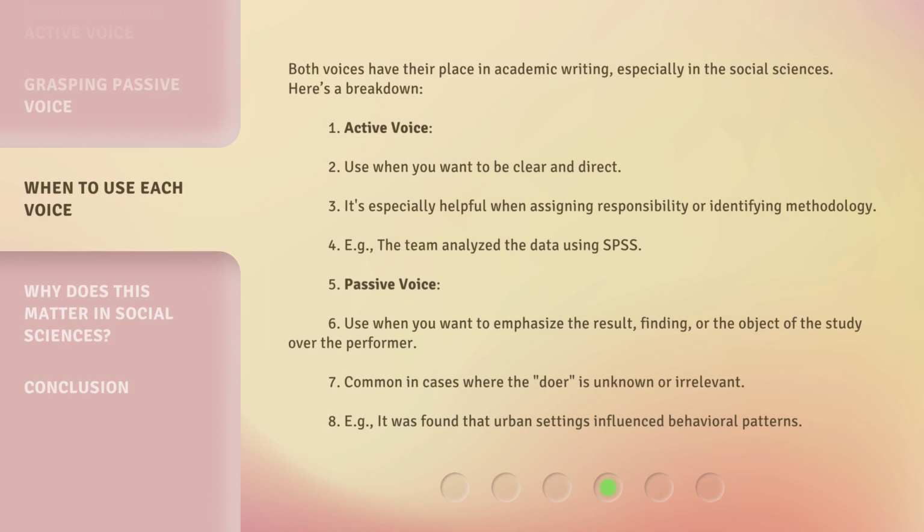Both voices have their place in academic writing, especially in the social sciences. Here's a breakdown. 1. Active voice. 2. Use when you want to be clear and direct. 3. It's especially helpful when assigning responsibility or identifying methodology. 4. E.g., the team analyzed the data using SPSS.